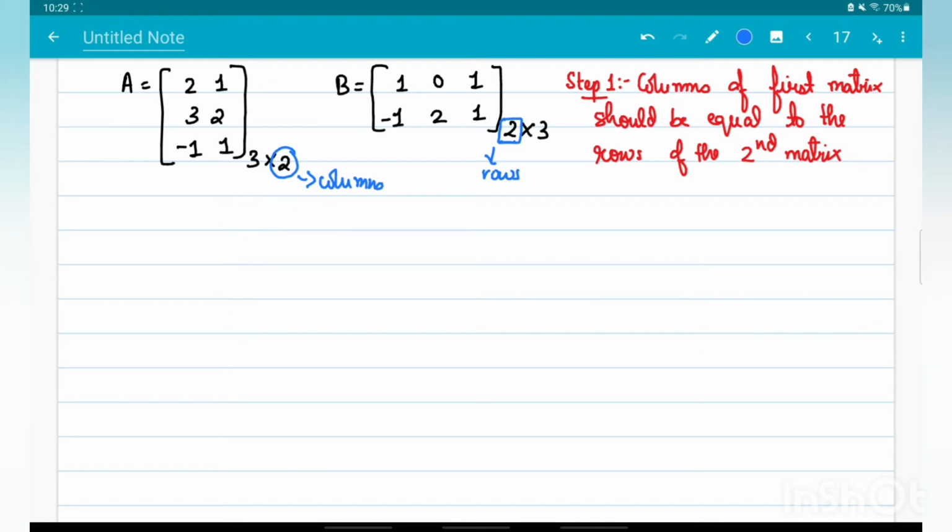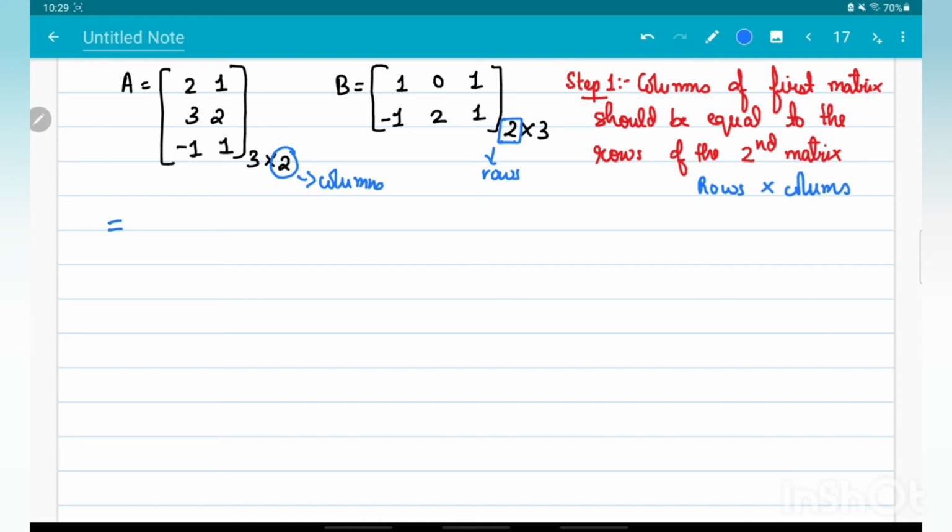Now only when this step is verified, only then you can proceed for the multiplication of matrices. Now if the step is not verified, that is if the columns of the first matrix is not equal to the rows of the second matrix, then the multiplication of the two matrices is not possible. So this first step is very important, only then you can proceed with the multiplication of those two matrices. Now next step what we have to do basically is we are going to multiply the rows and columns.